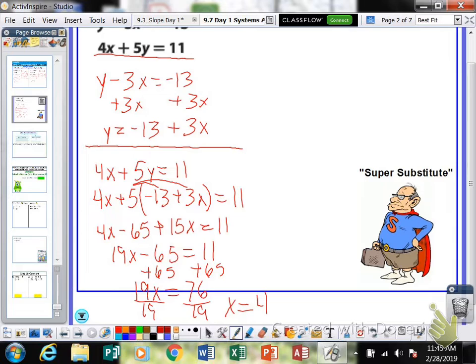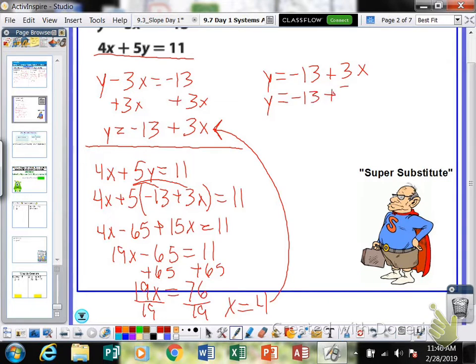Okay, I'm not done. I know what my x value is, but I still don't know what my y value is. I know y equals negative 13 plus 3x, but I don't have a specific value for that. But luckily we just found x, so now I can take this 4 and substitute it in here to find what my y is. So we have y equals negative 13 plus 3x. I'm going to substitute the x that I just found, which is 4. So I have y equals negative 13 plus 3 times 4. Y equals negative 13 plus 12. So y equals negative 1.